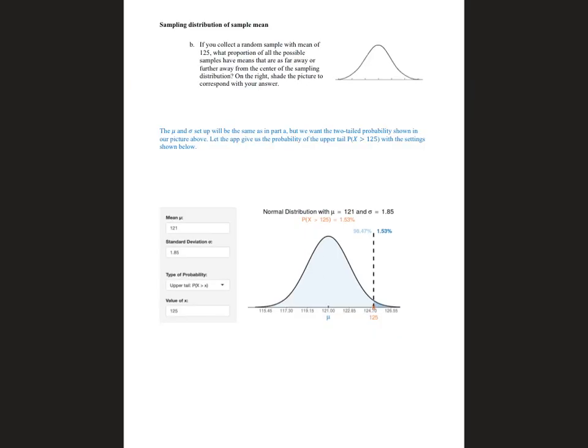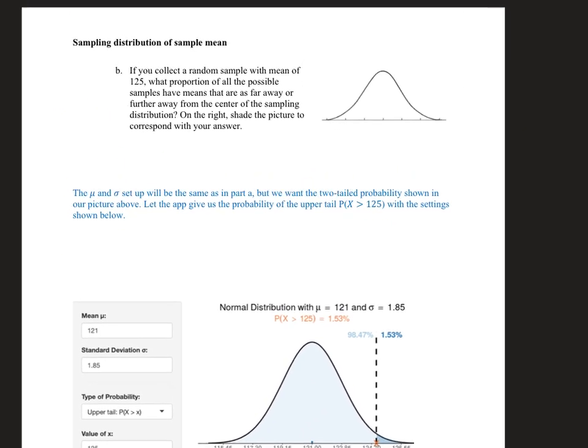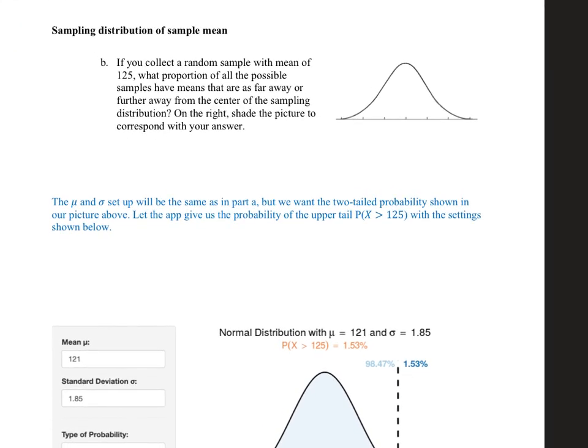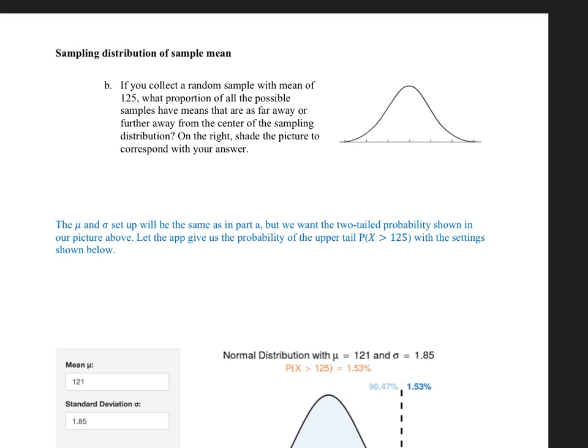The other example is a little more subtle because it's asking us to draw the two-tailed picture, and there's not an option for that exactly on the app. So let me just redraw my points. It says if we collect a random sample that has a mean of 125, 125 would be here-ish.